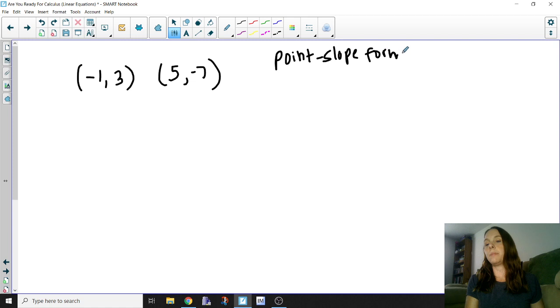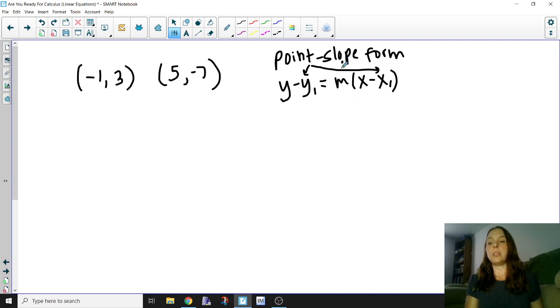Point slope form is y minus y1 equals m times the quantity x minus x1. Okay, where what you're going to do is fill in a point to x1, y1, and fill in a slope to m. The y and the x that you see here remain variables in your equation. You need to have an x and a y in your equation.